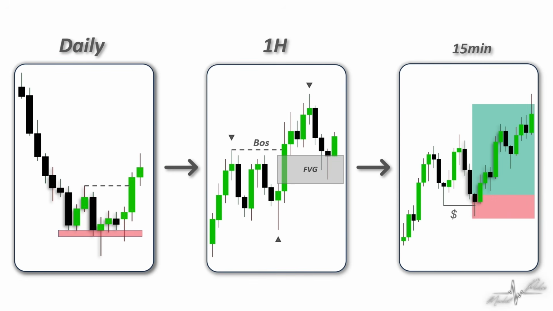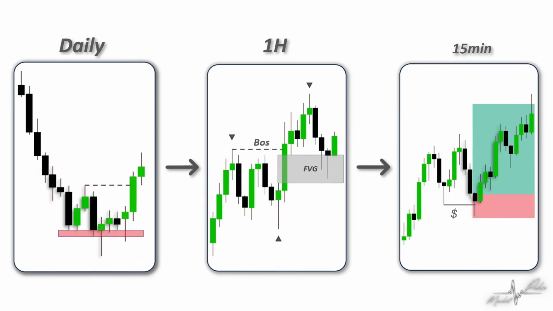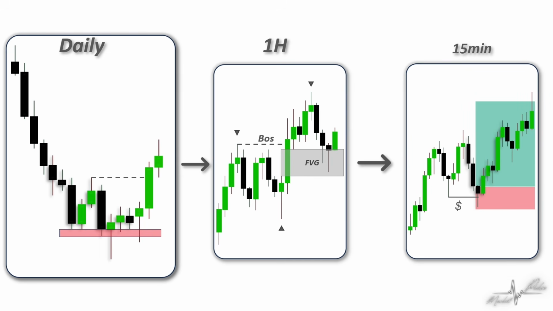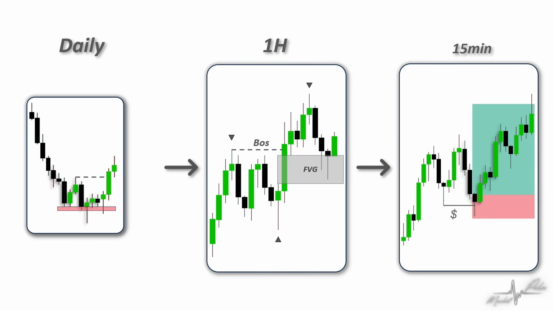Traders use top-down analysis to combine multiple time frames because it gives a clearer picture of the market and helps identify better entries. The idea is simple. Start with the big picture, then drill down into the smaller time frames. But here's the problem. Most traders get this wrong.